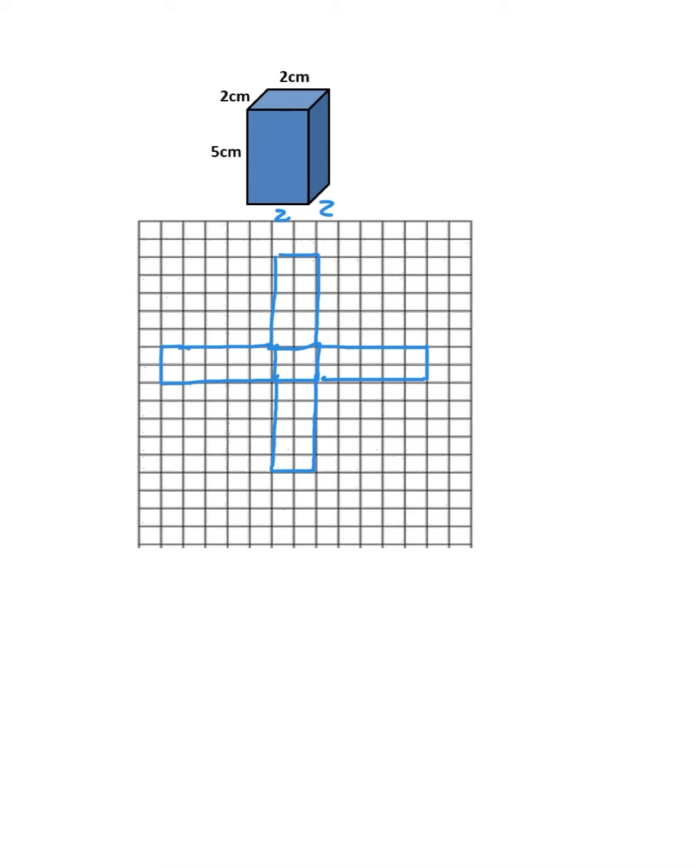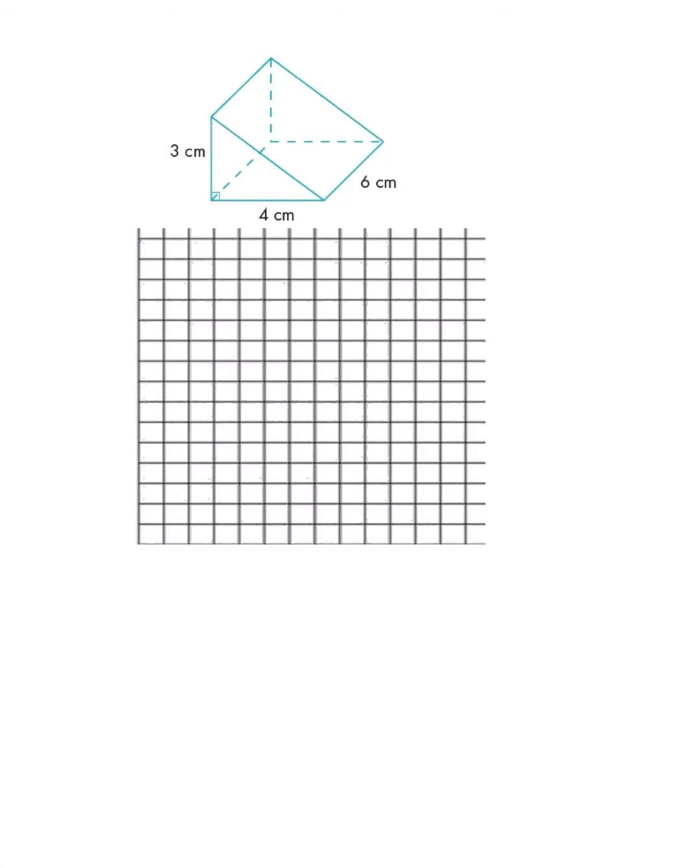Okay, so we have the left, right, and the front and the back. And then we just need the top, so that'll be 2 by 2 again. So the base and the top are the same. We have the right side and the left side, and then the front and the back. Okay, so let's start off by drawing the base, and that would be 4 by 6. So I'm going 4 boxes, then down 6.